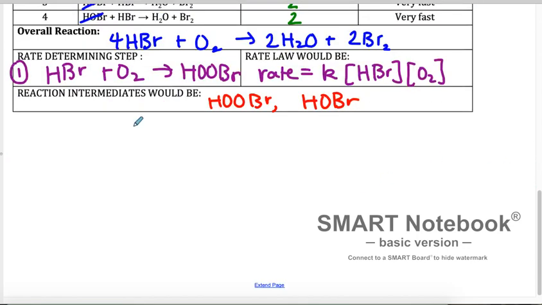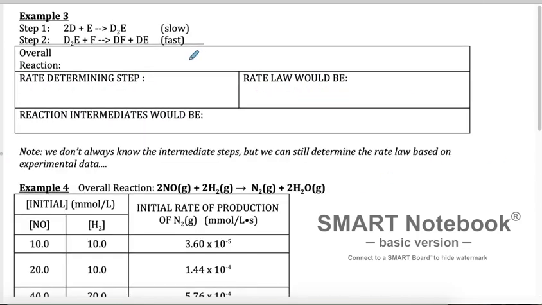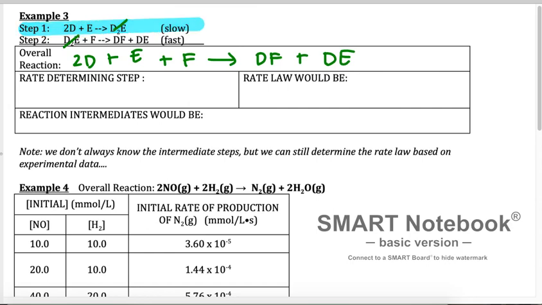For example 3, we're going to look at just a two-step reaction. Our overall reaction will therefore be the compounds that persist and do not get crossed out. So our overall reaction will be 2D plus E plus F as our reactants, forming DF and compound DE for our product side. The rate determining step is always going to be the slowest step. So that is going to be step number 1 in this case.